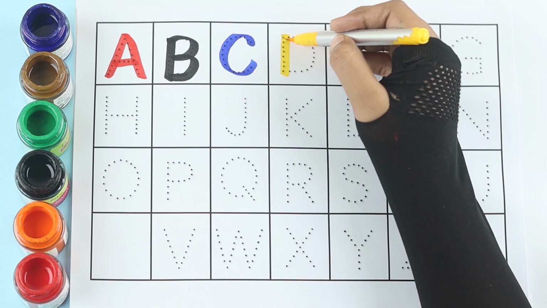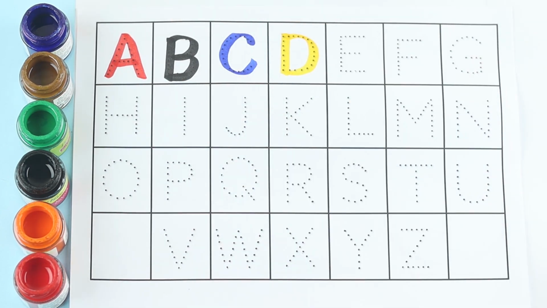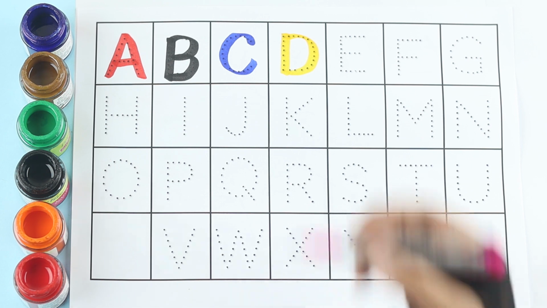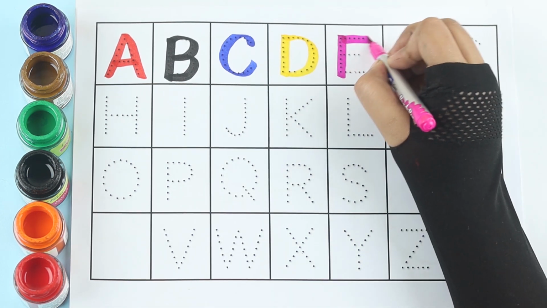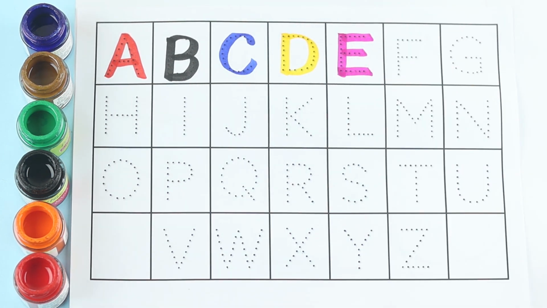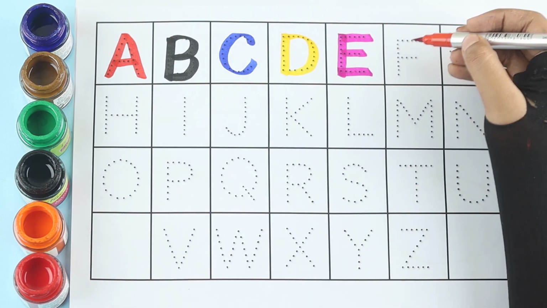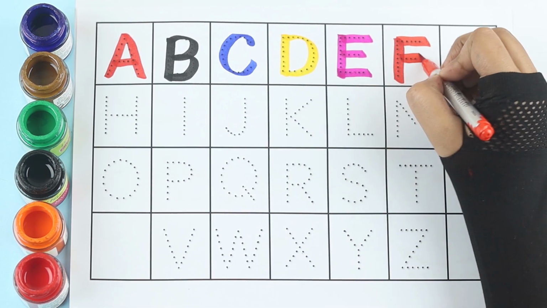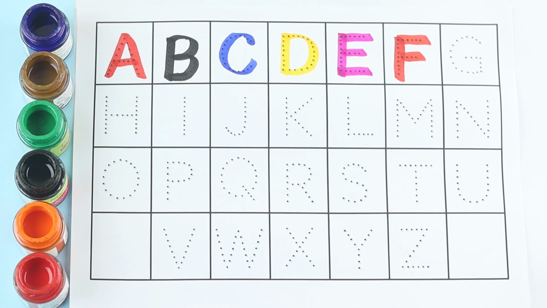Yellow color, D for dog. Pink color, E for elephant. Red color, F for fish.